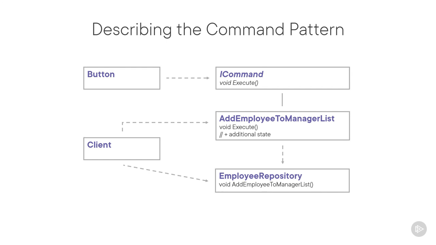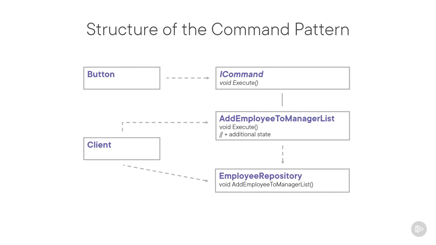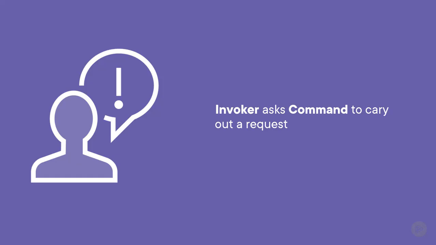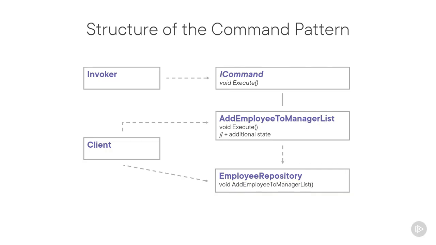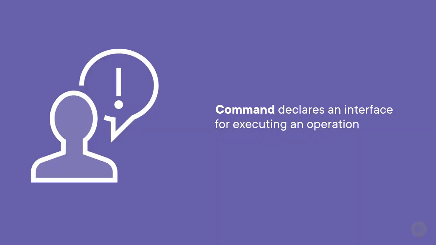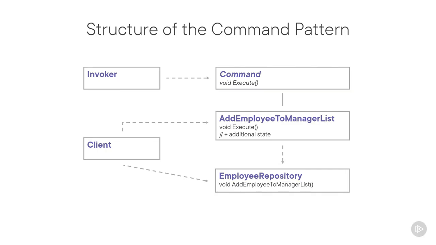Let's map this to the pattern structure. We'll start with the object that invokes the command. This is the invoker, and it's responsible for asking the command to carry out the request. It maps to the menu button from our example. ICommand, our command interface, maps to Command. It declares an interface for executing an operation. The implementation of that interface then is the concrete command. That maps to our AddEmployeeToManagerList command.